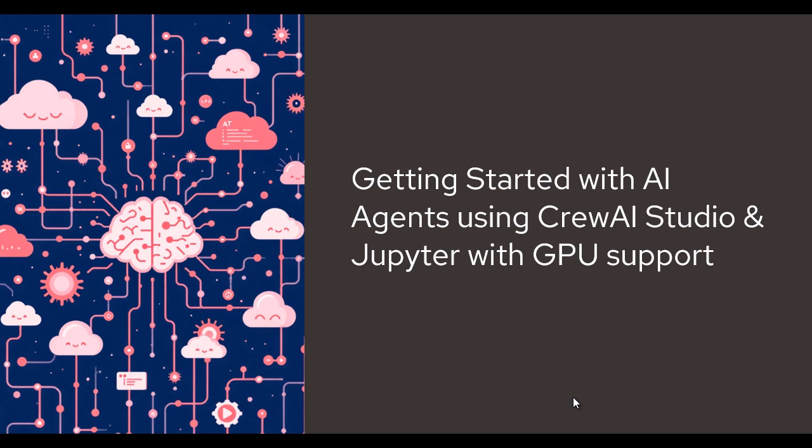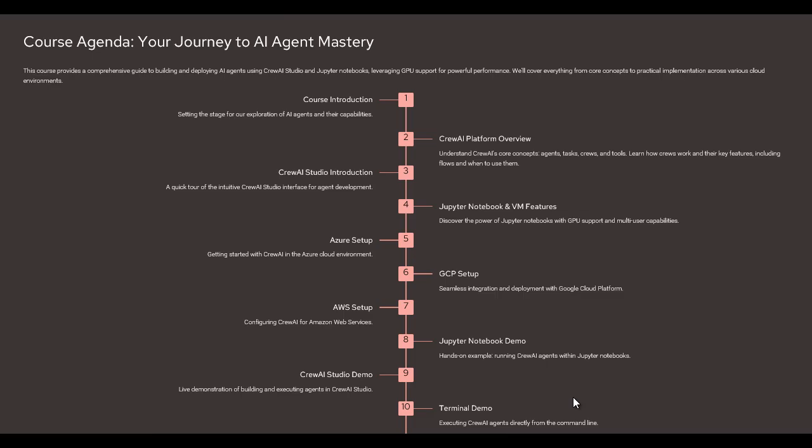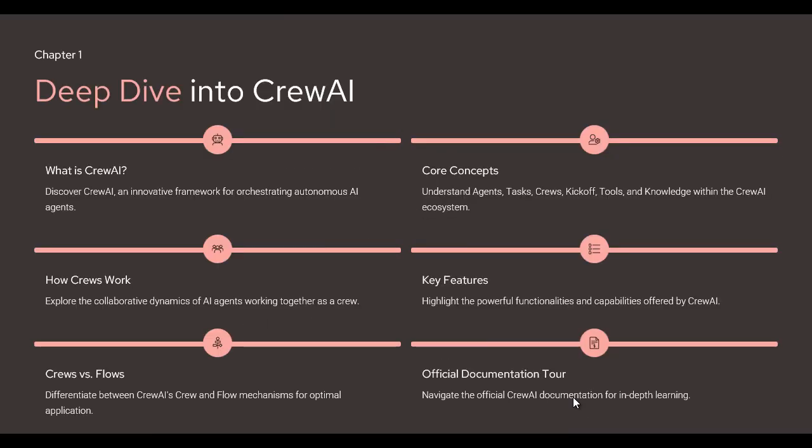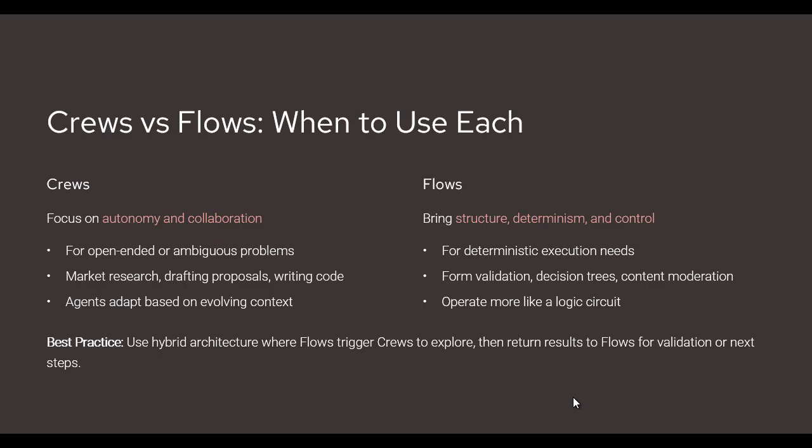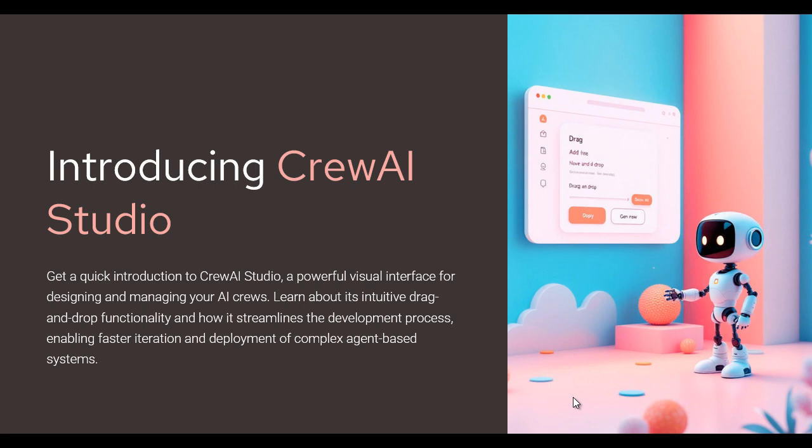Before we jump into today's demo, let's quickly recap what we have covered so far. We started by introducing the CrewAI framework used for building powerful multi-agent systems. Then we moved to CrewAI Studio, a user-friendly GUI-based alternative to coding. And lastly, we covered Jupyter Hub, a collaborative browser-based environment for developing and testing AI agents.